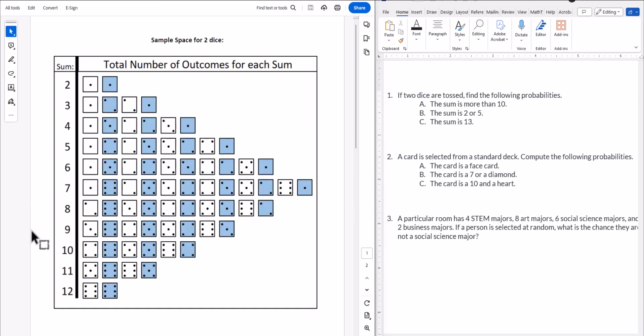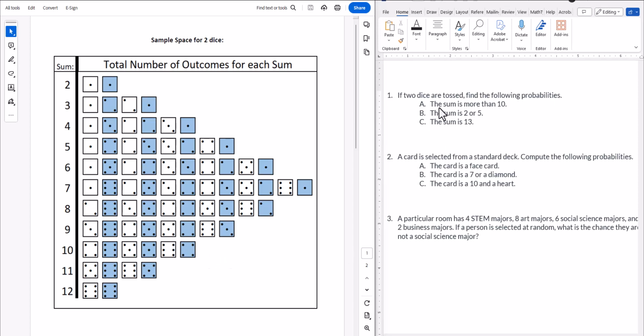sample space for two dice. Now, the way we would read or interpret the sample space is that each white die and each blue die form a pair. So 1, 1 is the number of times we can get a sum of 2. 1, 2, 2, 1 is the number of times we can get a sum of 3, and so on.